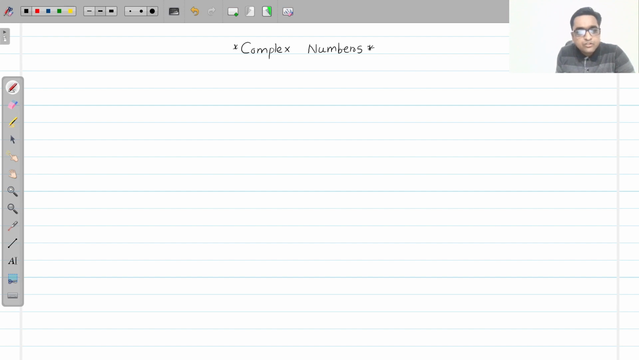Hello students, today's topic is complex numbers. Let us see first of all the concept behind the complex number. What is the concept behind a complex number?